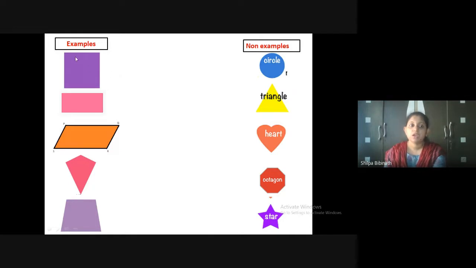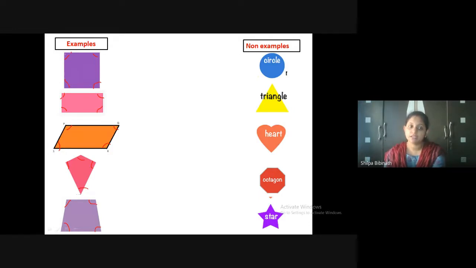Second property, quadrilaterals will have four angles. You can see here in a square you can see four angles, rectangle you can see four angles, the other three too. Correct? So what is the second property of a quadrilateral? That it should have four angles, not less than four, not more than four. So these shapes are called as quadrilateral because they are having four sides and four angles.